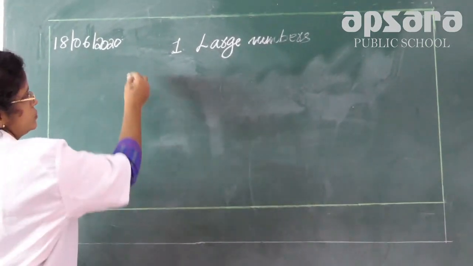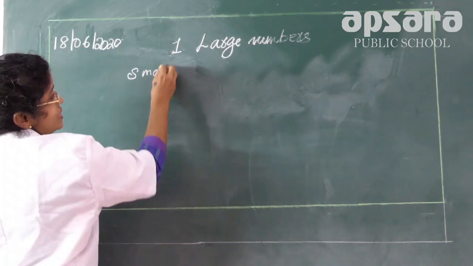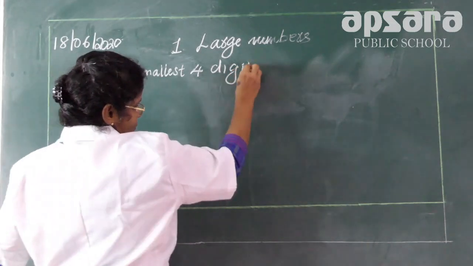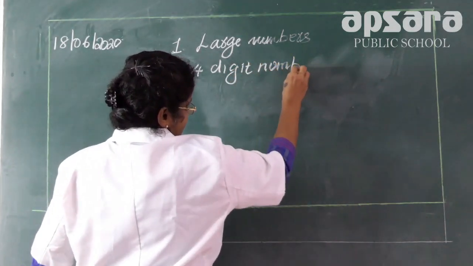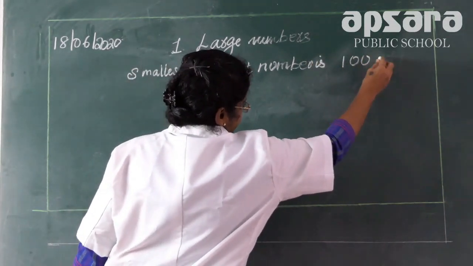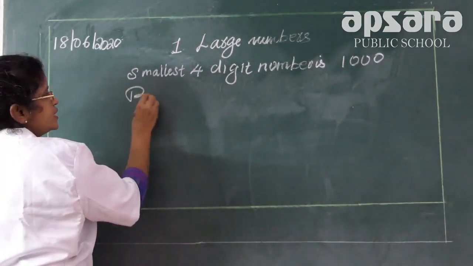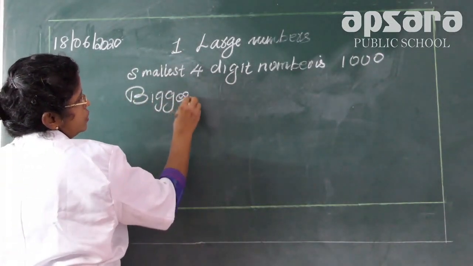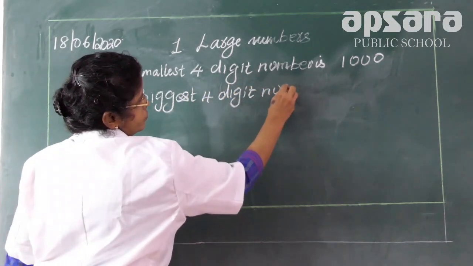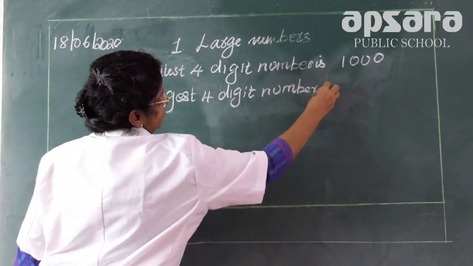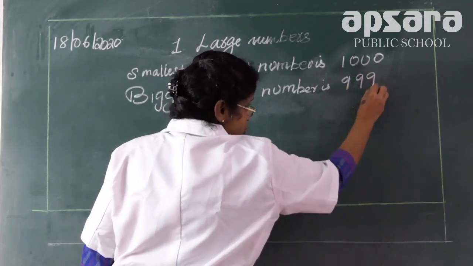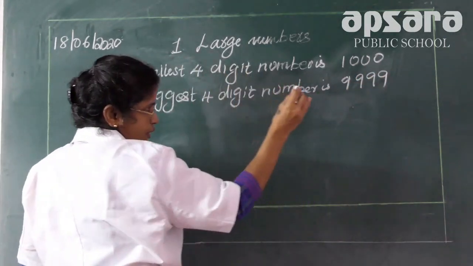Now, what did I say was the smallest 4-digit number? All of you, I said once, right? Smallest 4-digit number is 1000. Yes? And what is the biggest 4-digit number? You have studied this before, right? 9,999. And don't forget to put the comma over here.